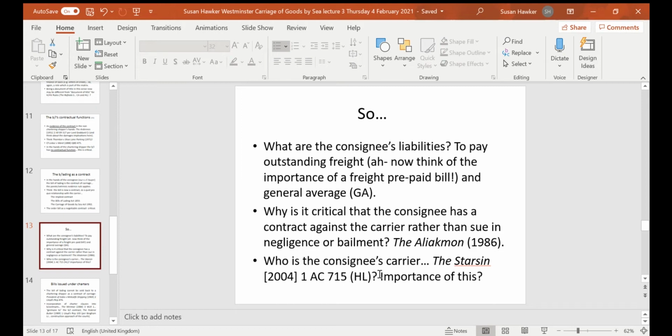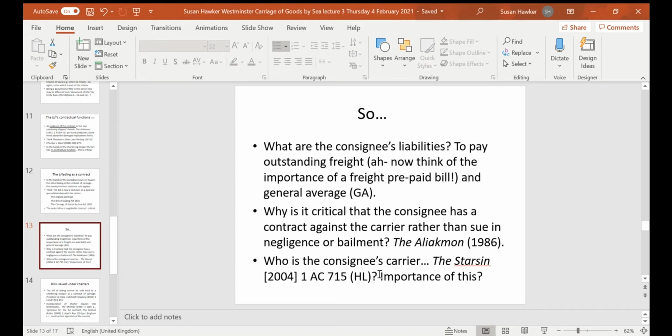It's all very well knowing that you have a contract, but given that your contract is highly likely to be regulated by the Hague or Hague-Visby rules, this means you, the consignee, only have a year in which to bring a claim against your carrier. So no shilly-shally, no dilly-dallying around. You've got to find your carrier quickly.